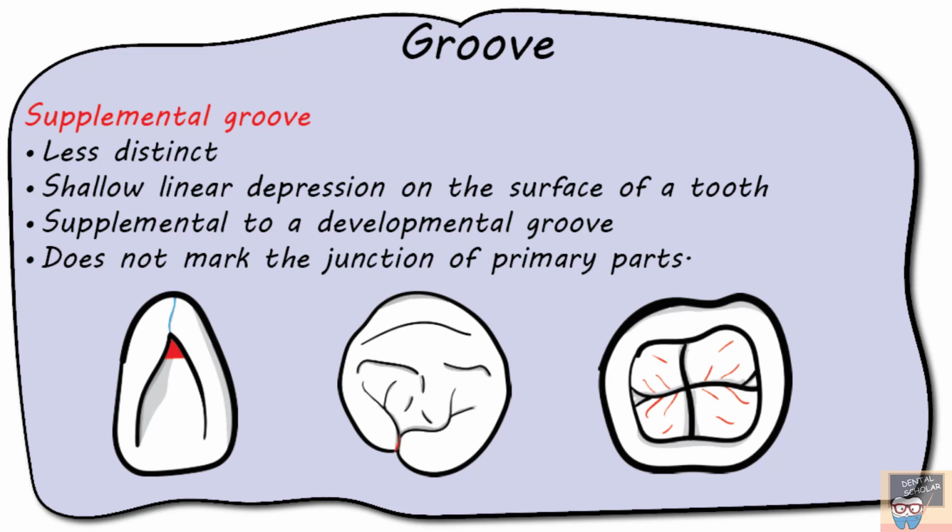The examples of supplemental grooves include: number 1, palatogingival or palatoradicular groove, which is seen on maxillary permanent lateral incisors. The other one is mesiolingual groove, which is seen on lower first premolars and even on the occlusal surface of maxillary second premolar or mandibular second molar. These supplemental grooves are also seen.